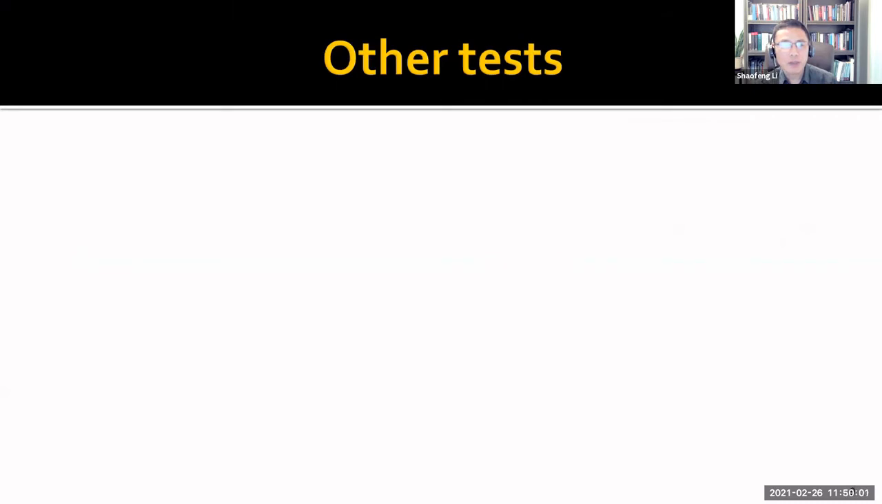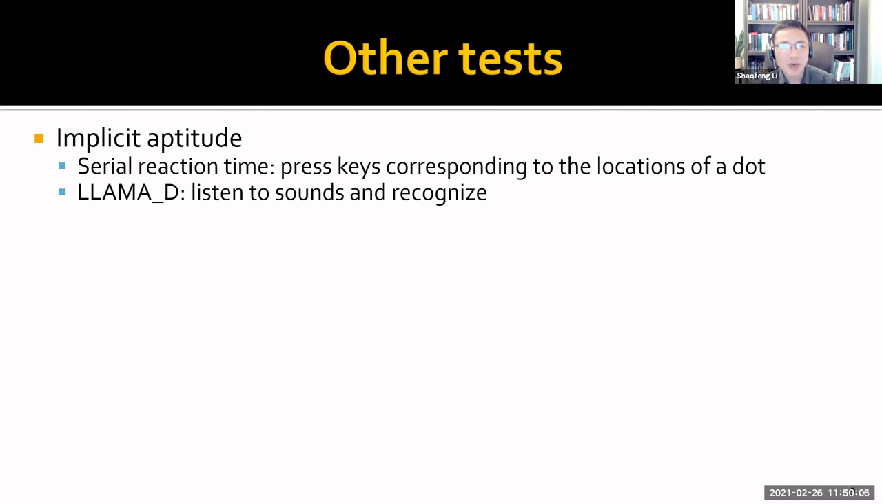Okay, let me talk more about the other tests I used in the study. In addition to syntactic priming, the other 2 measures of implicit aptitude are serial reaction time and Llama-D. In serial reaction time, learners were asked to respond to a black dot that appeared in 4 different locations. The locations were based on 2 sequences. One, called the target sequence, was more frequent in the stimuli. The other, called the control sequence, was less frequent.